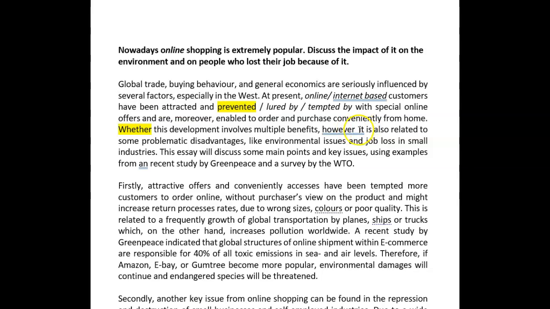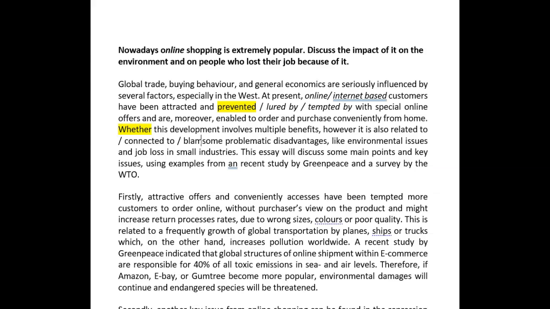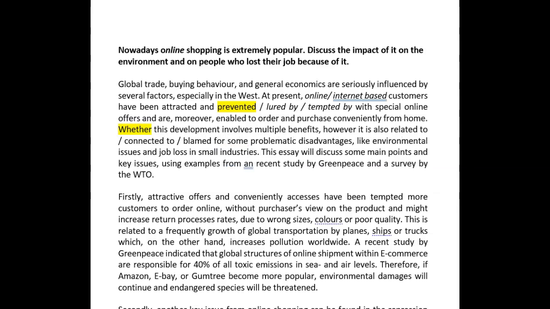This development, however, is also related to some problematic disadvantages like environmental issues and job loss in small industries. Good. Related to, yes, connected to, or blamed for. Blamed for, it's your fault. If there's vocab that I'm saying that you're not happy about, please write it down. Okay. This essay will discuss. Really good. Well done. A recent. Okay. Really nice, lovely start.